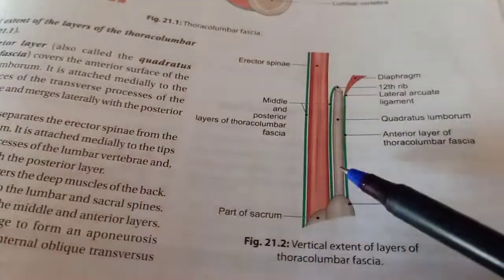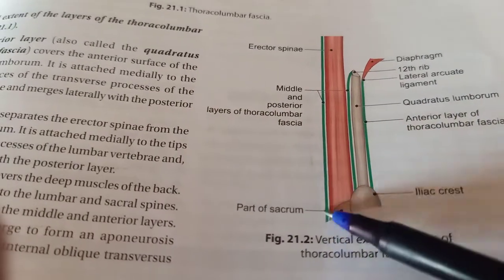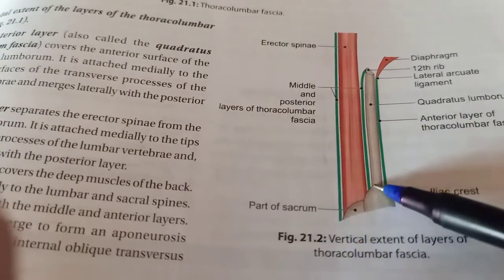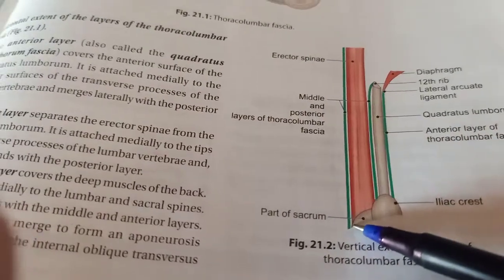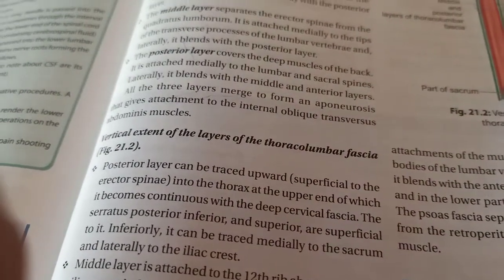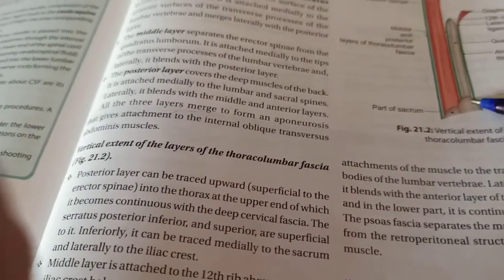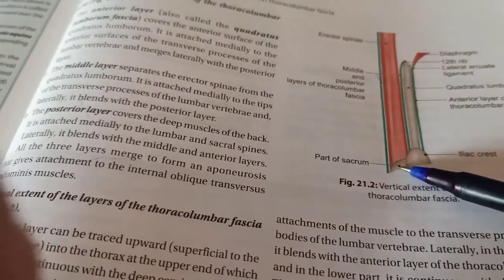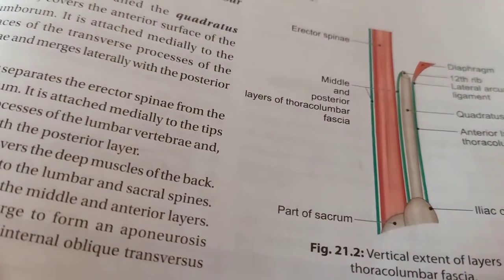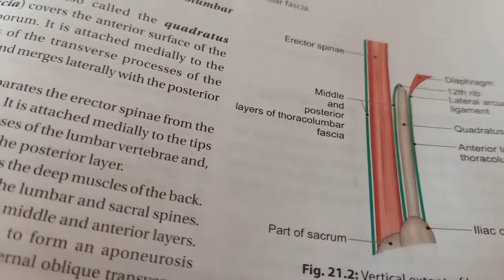So, inferiorly, it is traced to the sacrum and the iliac crest. Inferiorly, it can be traced medially to the sacrum and laterally to the iliac crest. So this is the extent of the posterior layer of the thoracolumbar fascia, that is the vertical extent.